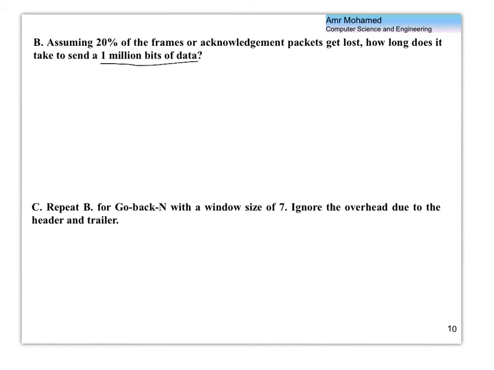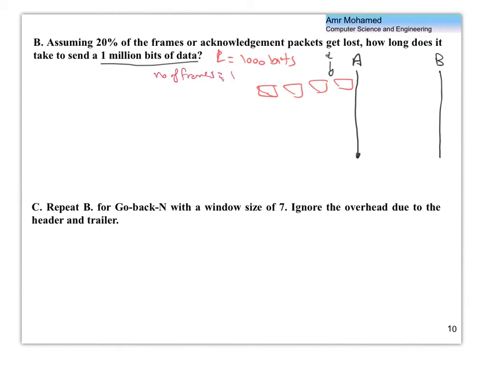In order to visualize this, which is very important, we have A. So this is the timing diagram. This is time, and this is A, and this is B. So how many frames does A have? We have 1 million bits, and each frame length is 1,000 bits. So the number of frames is 1,000. A will have 1,000 frames to send.